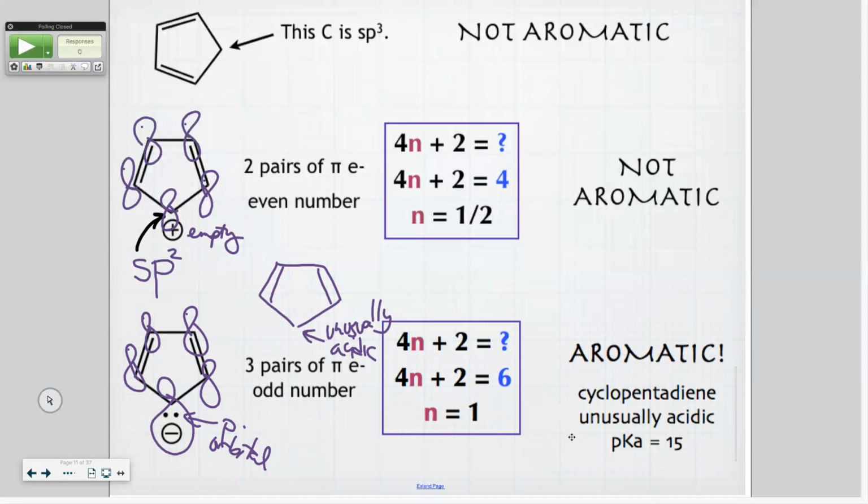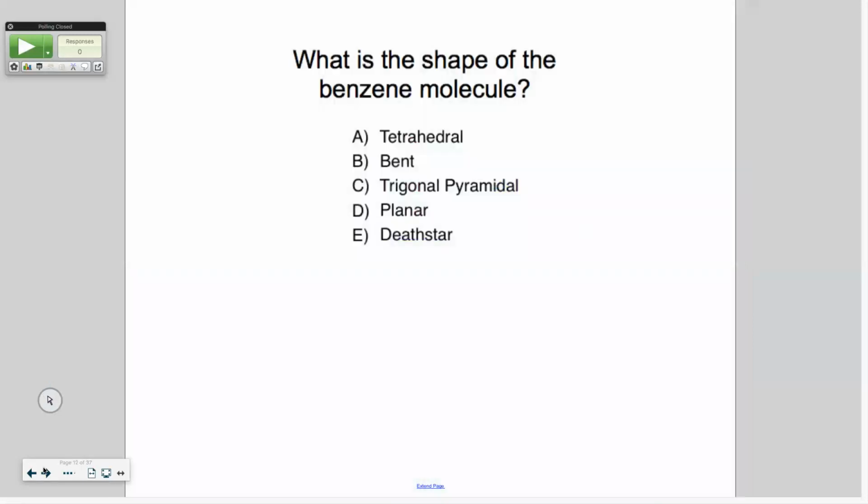Okay, hydrocarbon. All right, with me so far? Is it all coming back to you? You slept since then. Okay, what is the shape of the benzene molecule?